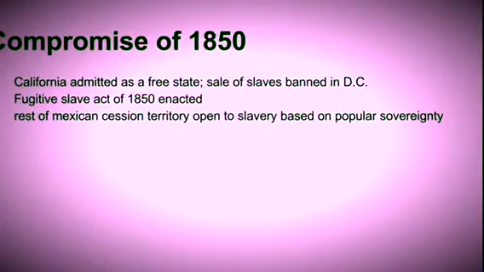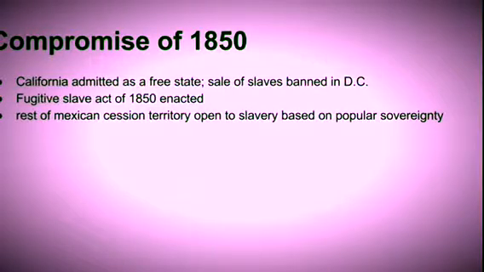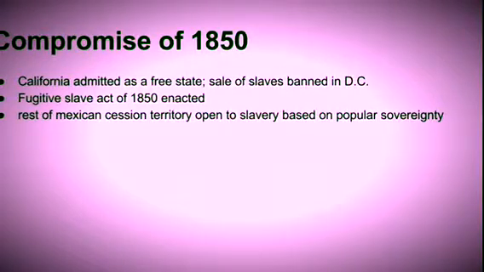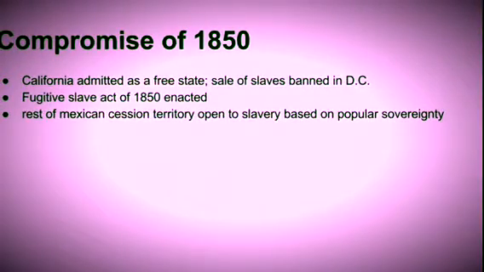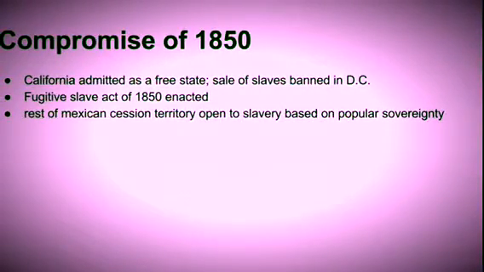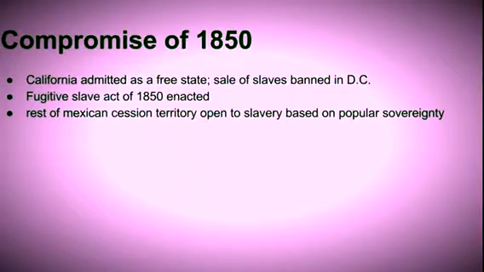Compromise of 1850. It was up to California on whether there would be more slave states or more non-slave states. So California was admitted as a free state.